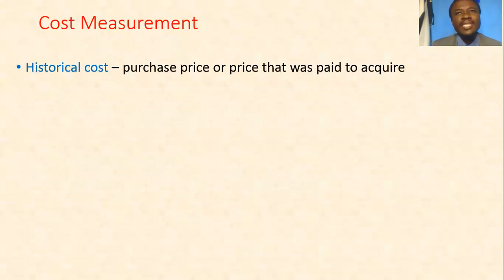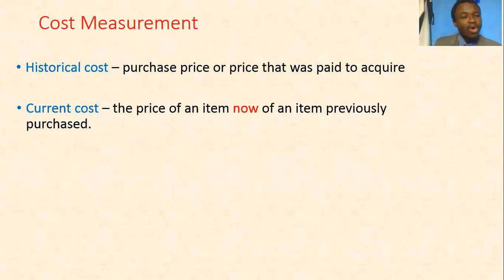So if you have an item of plant, such as PPE, property, plant, and equipment, you can measure it at its historical cost, the purchase price, the cost you pay to acquire the asset, or the current cost. So you purchase the asset 2,000 years ago at a particular price. That same asset you purchased currently would have a different price due to inflation.